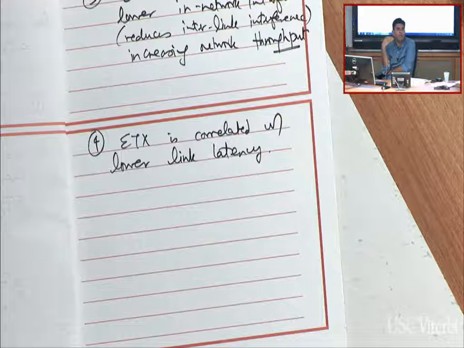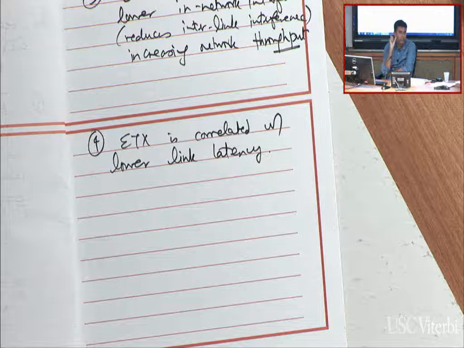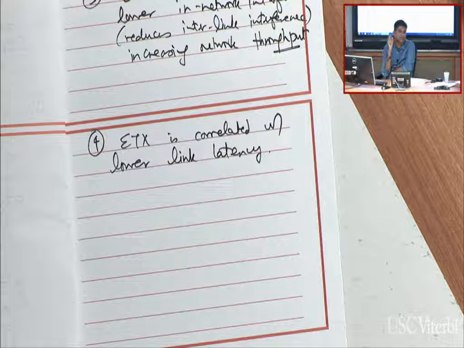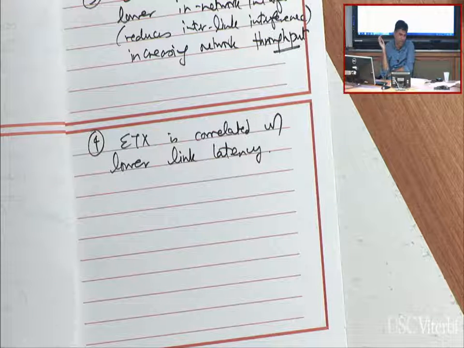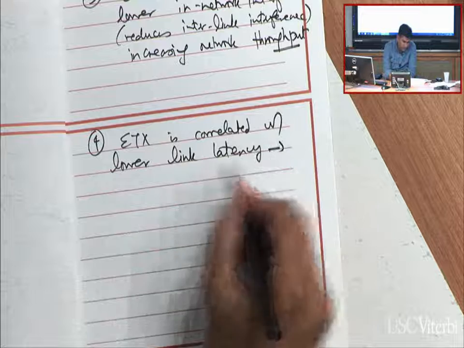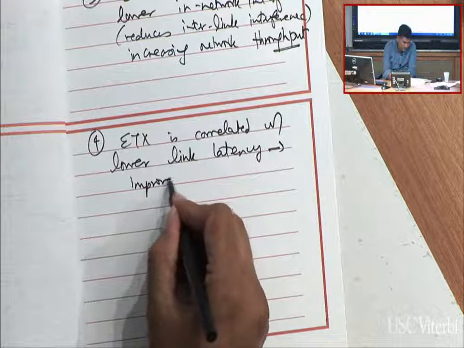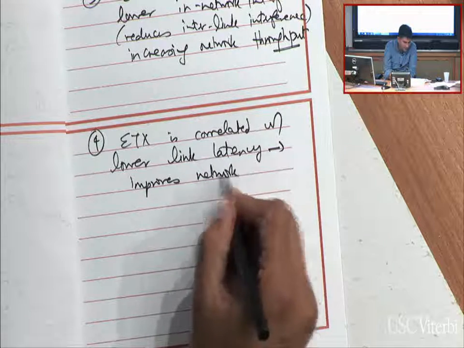that it's taking me less time to move my packets through. I don't have to retransmit each time. That would be an additional retransmission delay. So from a retransmission delay perspective, ETX is also the best thing to do. Not just for reliability, not just for energy, not just for throughput, but also delay. Right? So this improves network delay.